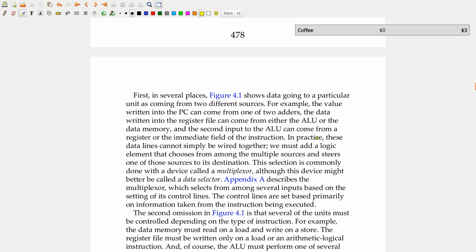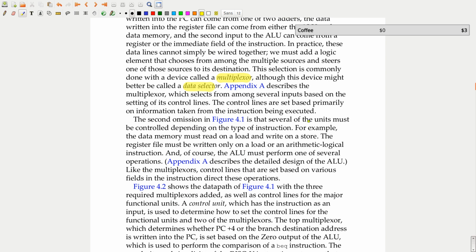Okay. In practice, these data lines simply cannot be wired together. Well, of course, we can't just splice two things together and expect not to get different values or some kind of short. So typically, we must add a logic element that chooses from among the multiple sources and steers one of those sources to its destination. So we need to multiplex them. So we use something called a multiplexer, although this device might be better called a data selector. So we have a lot of different names for things, but typically we'll call it a MUX or a multiplexer.